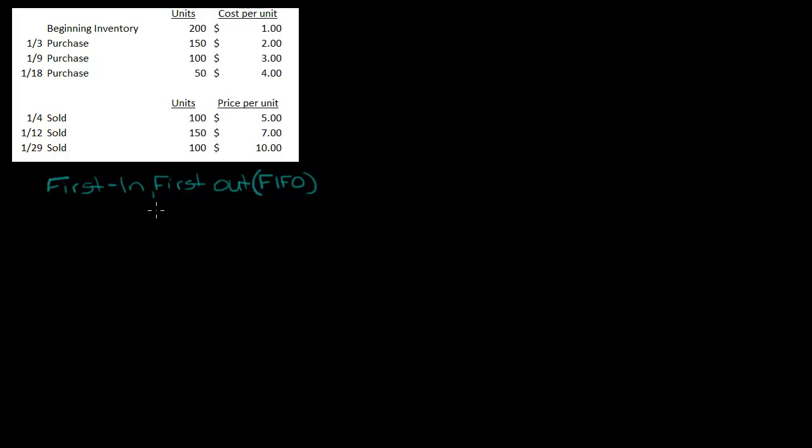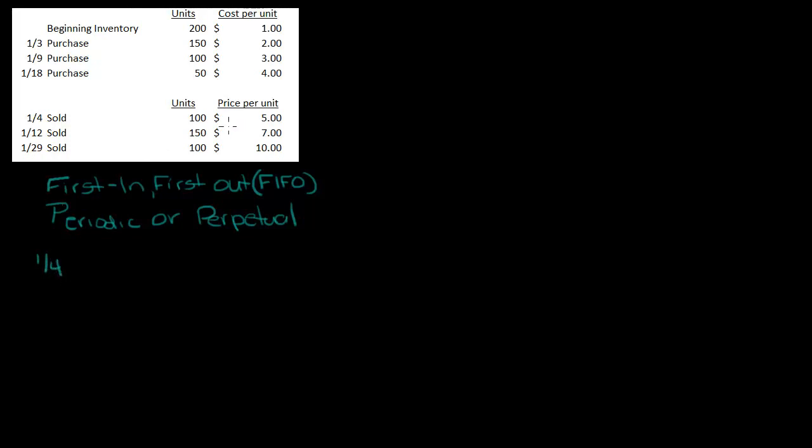First in, first out. Now, the nice thing with FIFO is that FIFO is the same whether you're using periodic or perpetual. So this is going to be exactly the same whether it's periodic or perpetual. So that's kind of nice. You only have to do one set of calculations for that. Okay, so let's figure out, for the dates the items were sold, how much the inventory would be associated with that purchase.